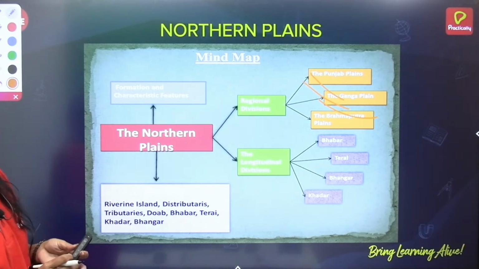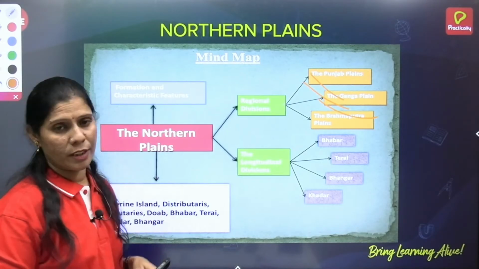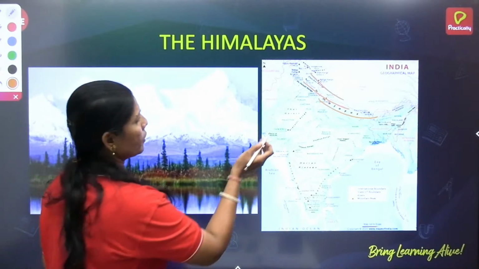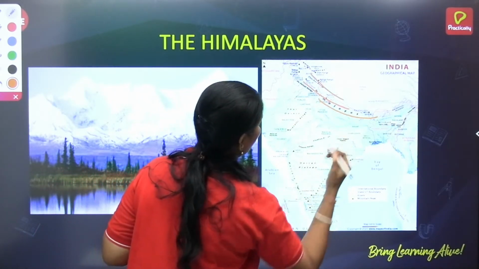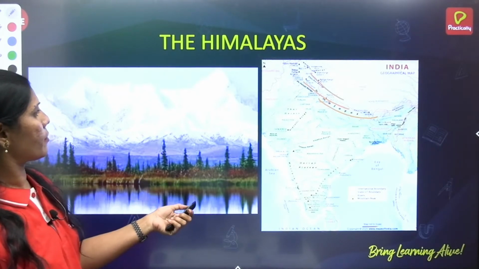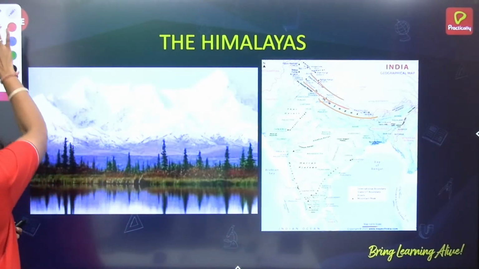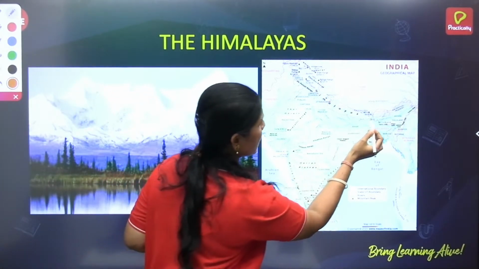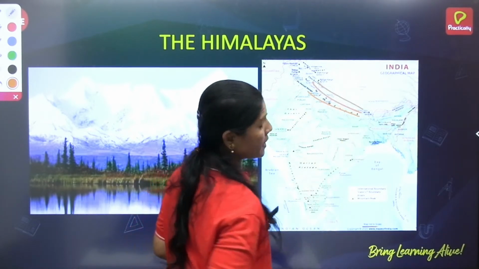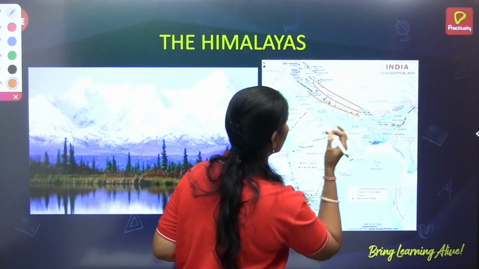Yeah, let us look at this slide over here. That's about northern plains. In the previous slide, we have the longitudinal division of Himalayas. We have completed that, and let us go for the latitudinal division of Himalayas.